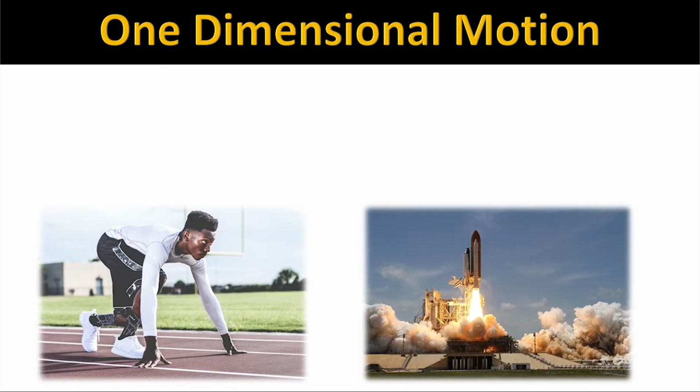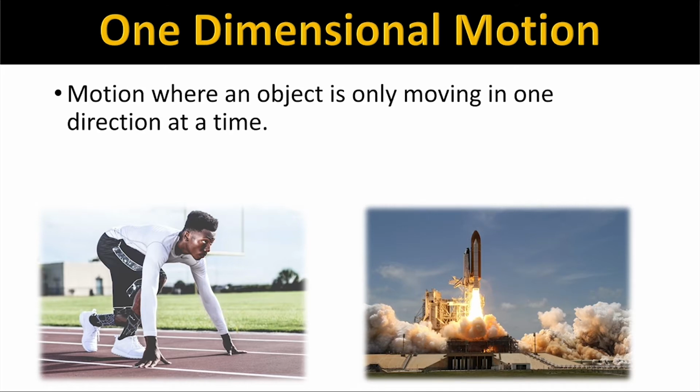Well, when we're talking about one-dimensional motion, what do I mean by that? Well, one-dimensional motion is when an object is only moving in one direction at a time, such as a runner moving forwards or a rocket ship going upwards. It's only moving in one dimension.